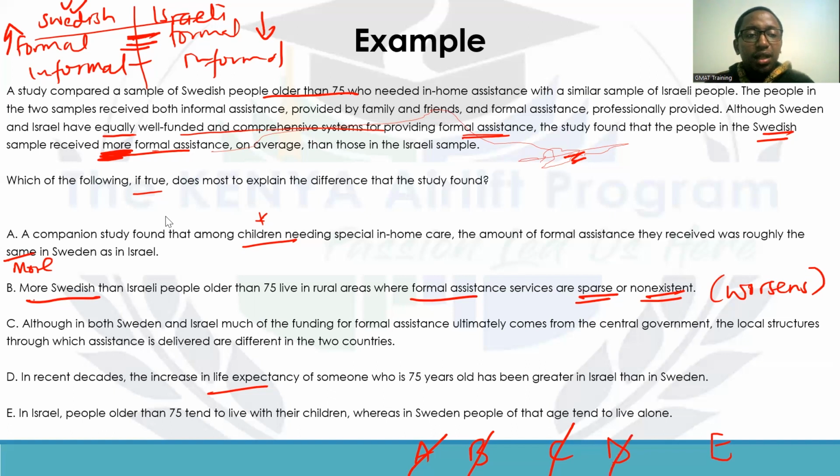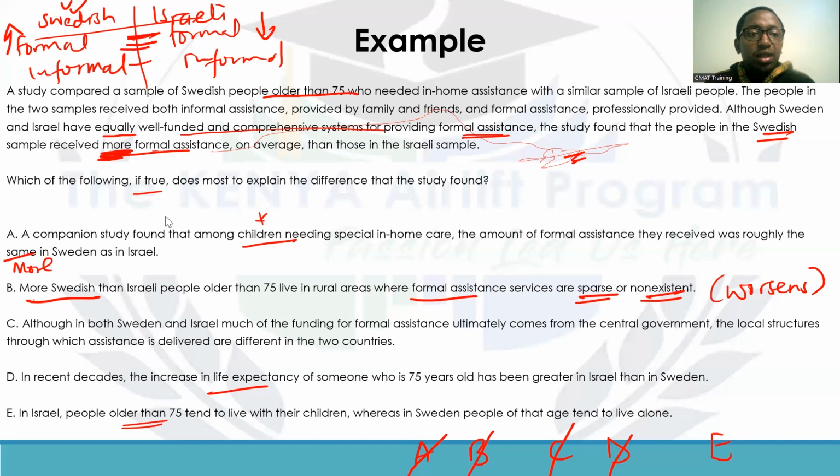So D is out. E, in Israel, people older than 75 tend to live with their children, whereas in Sweden, people of that age tend to live alone. So you can see here now that they are focusing on the age group that we want. And you'll notice that on the first read, this really doesn't seem very important.